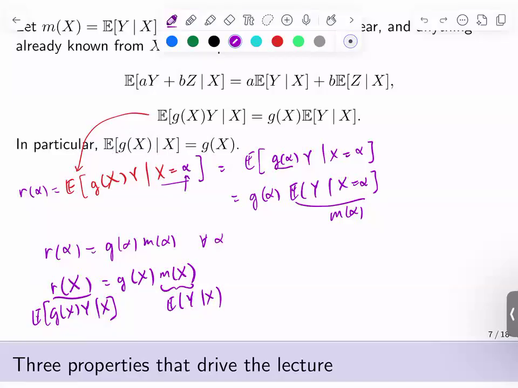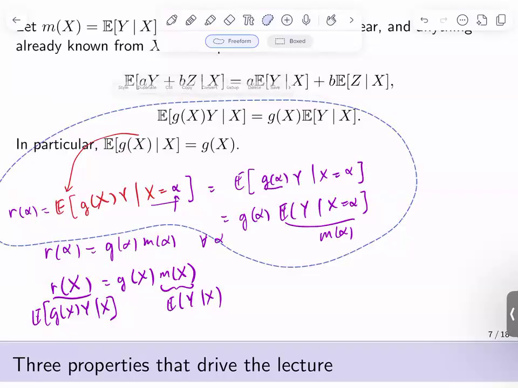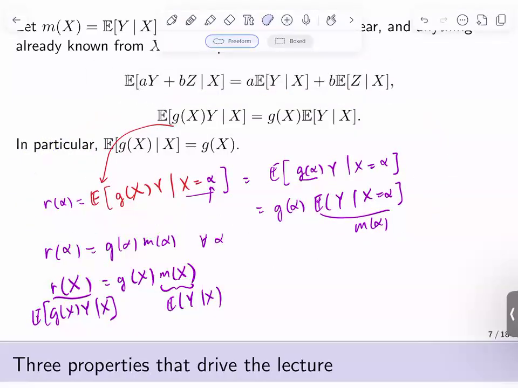So you just get g of x. So you get completely deterministic. Not deterministic, but you don't have to do anything. It just comes out directly. So these properties are very useful. They allow us to compute conditional expectations in cases where we don't need to really worry about densities and such.